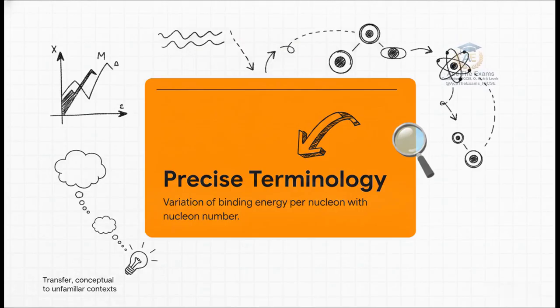They demand analytical depth. More importantly, they want to see your ability to transfer this deep understanding to entirely unfamiliar contexts. If you only have superficial breadth, kind of like our hypothetical student Alex, you will completely falter when the examiner asks you to apply the concept of binding energy variation to a novel isotope or a theoretical nuclear reaction. Your terminology must be razor sharp.